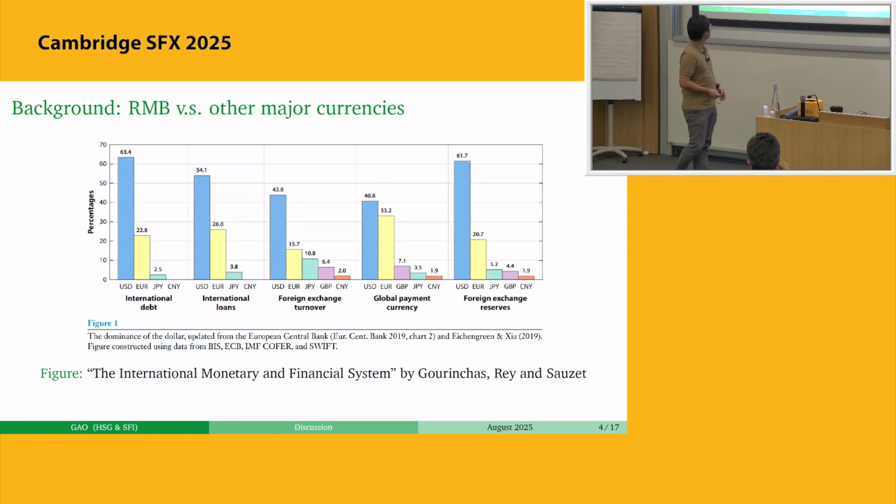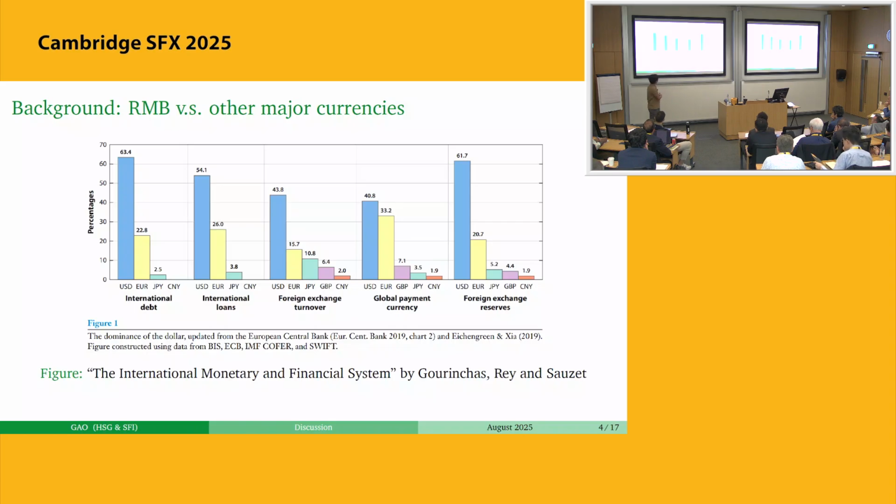And also, if you look at a rank of importance of currencies in the global currency market, the yuan is ranked in the top 5, but mainly in exchange turnover, payment, and foreign reserves, but not much in the international debt and loan market. So why is this the case?